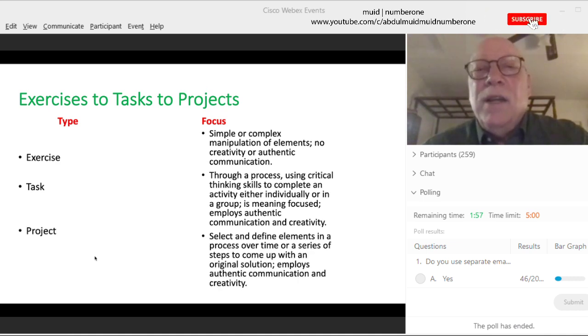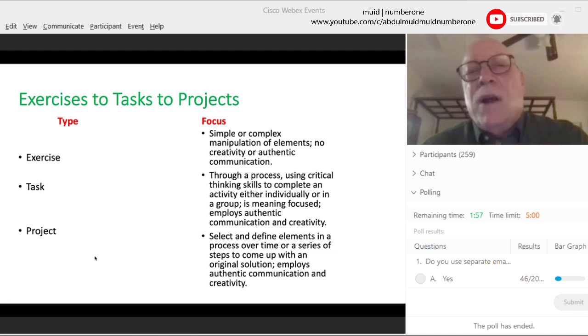And projects are really a series of tasks. Projects are a series of tasks that select and define elements in a process. It's a process over time. A project can take an hour, or it can take the whole term of the class. You decide. Within a class you might have two or 3 different projects within the time period of the class. Again, it uses authentic communication and creativity, just as the task does.